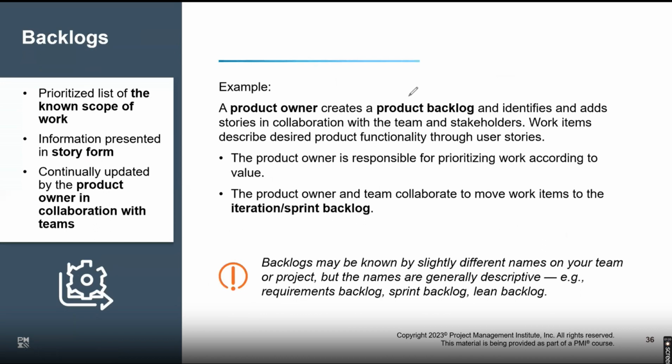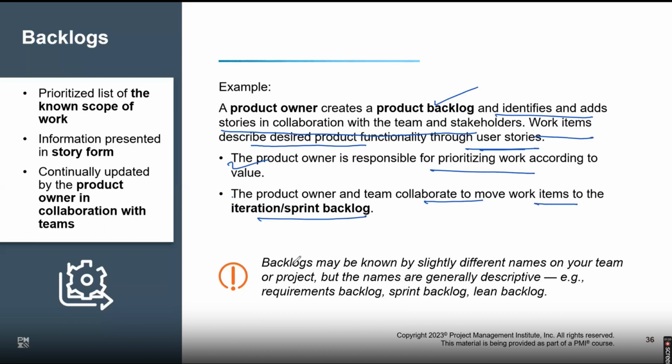A product owner creates the product backlog. We all know that already. The product owner identifies and adds stories in collaboration with the team and stakeholders. These are work items, and they describe basically what that feature will do through user stories. The product owner is responsible for prioritizing the backlog. The product owner and the team collaborate to move the items to the sprint backlog. Bottom line, we know all that.